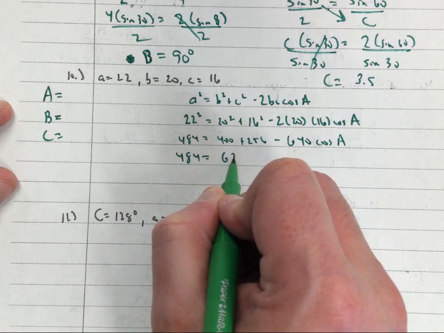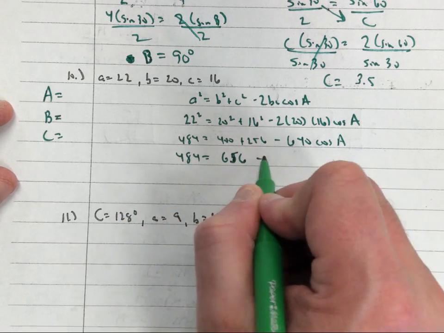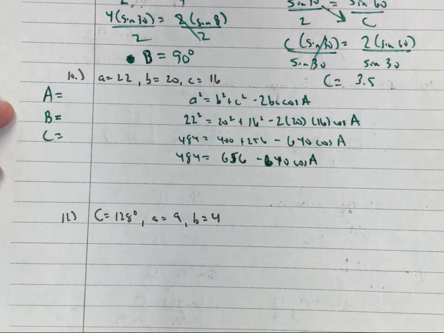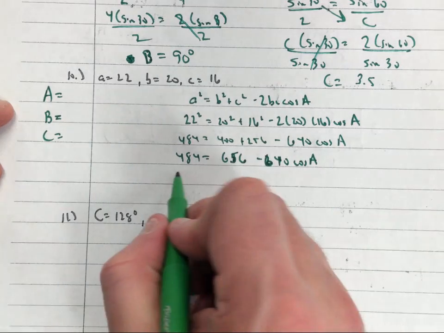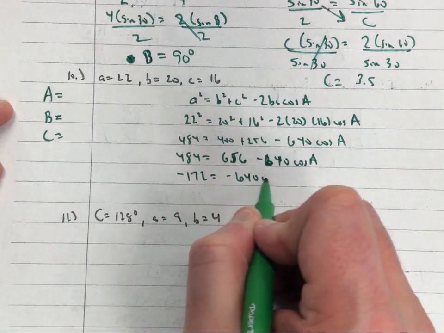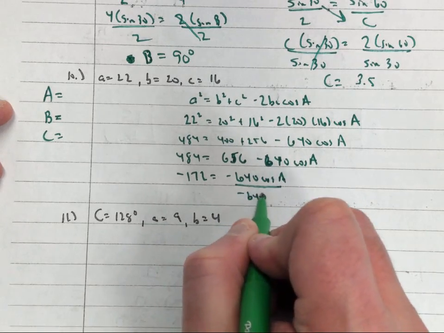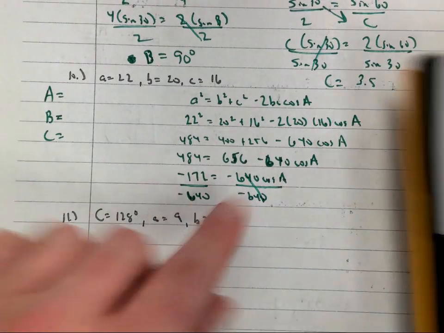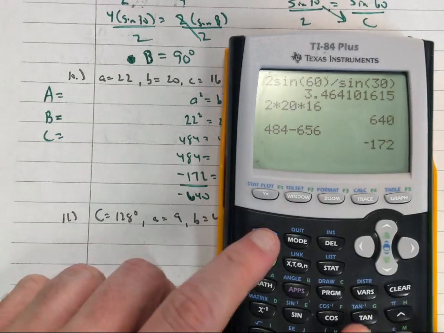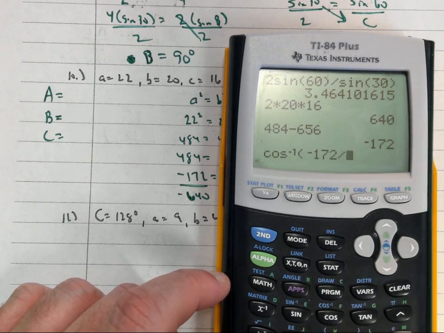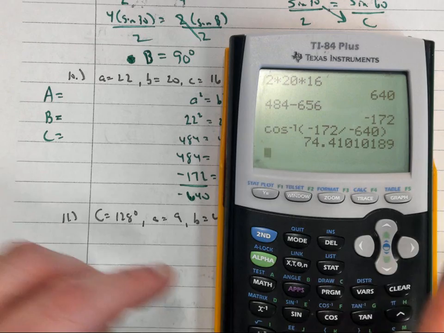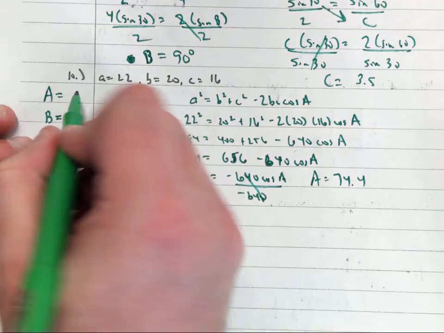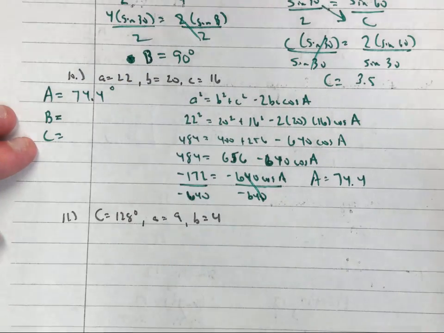484 equals 656 minus 640 cosine of A. I hit second cosine. I get 74.4. So A is equal to 74.4 degrees.